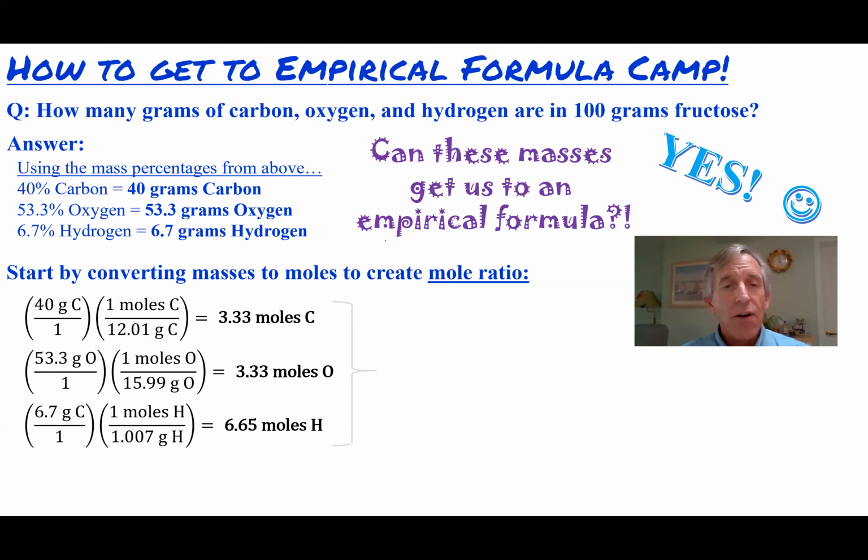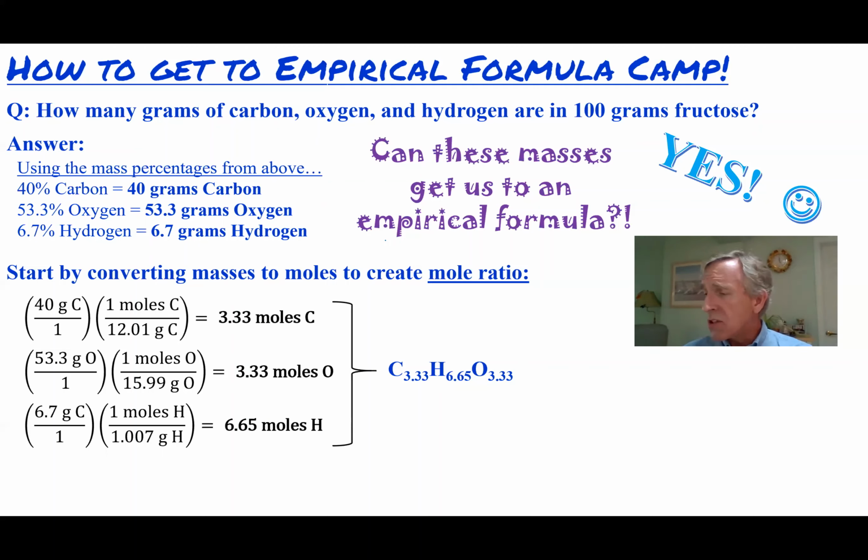And if I were to pretend to write a formula now using these molar amounts combined to make one molecule of fructose, I might be tempted to say, well, that formula is C3.33 H6.65 O3.33. Yeah, done. Wait, there's only one problem. Whole number integers. I can't have 0.33 of an atom. So that doesn't work very well.